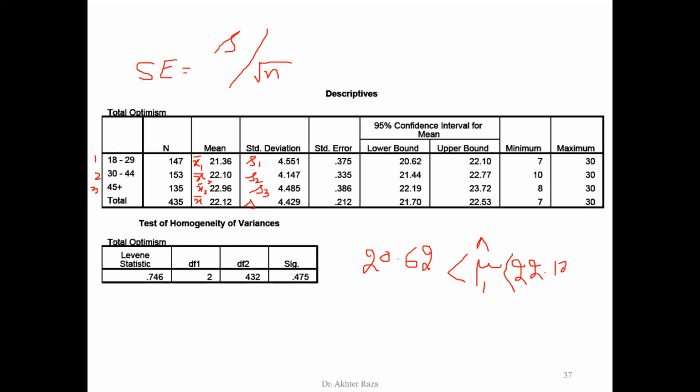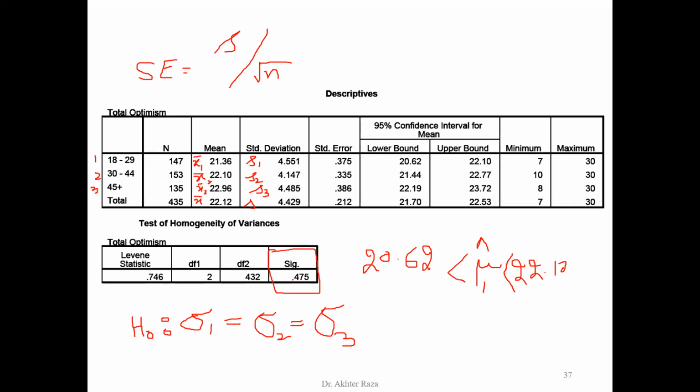Now, moving to the next table. The next table indicates total optimism is the dependent variable. Levene statistic is the Levene test. The DF1, degree of freedom 1, degree of freedom 2, and this is the p-value. Can any one of you have an idea about the hypothesis with respect to this? The hypothesis is whether the standard deviations in the population of these 3 age groups are the same or not. So sigma 1 is equal to sigma 2 is equal to sigma 3. These are the 3 population standard deviations.